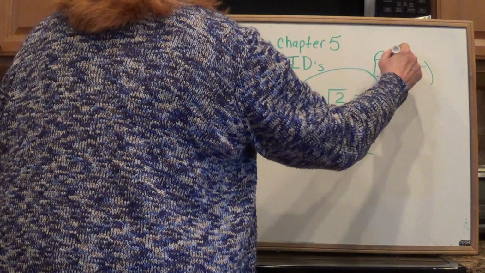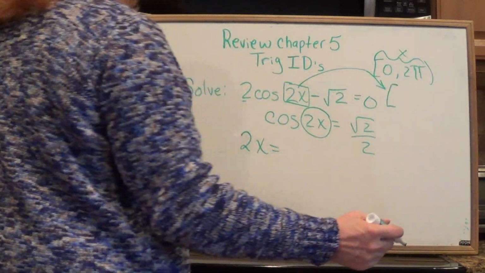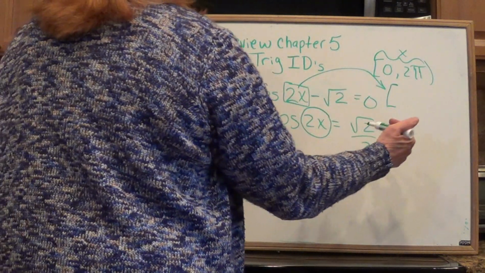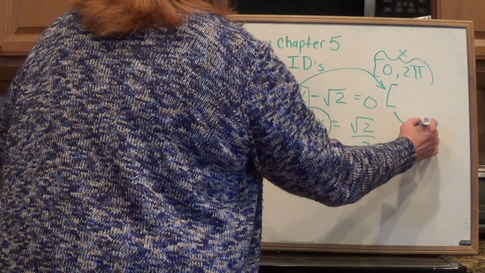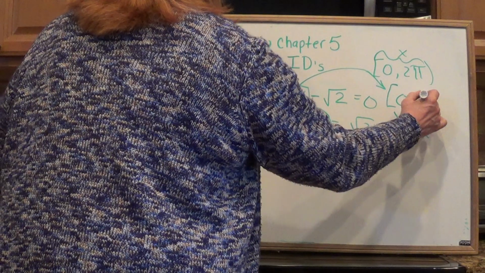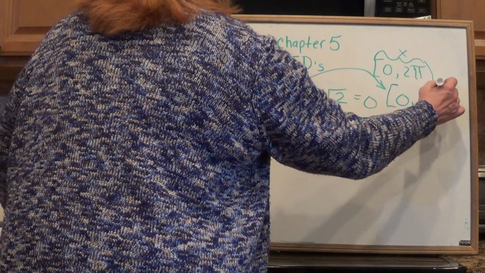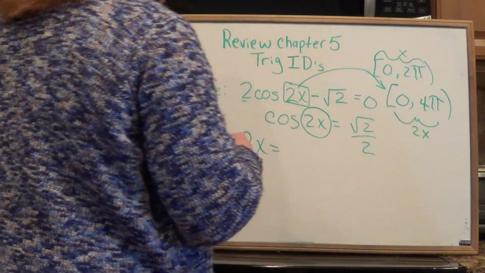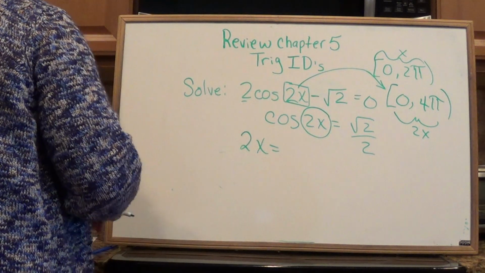This is telling the reader what x is doing. So we have to double everything for 2x. So this doubles 0 and it doubles 2 pi. So we have doubled our fun, and we will look around the circle going around twice.